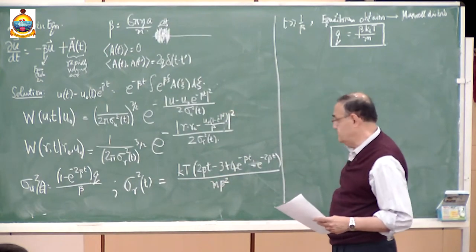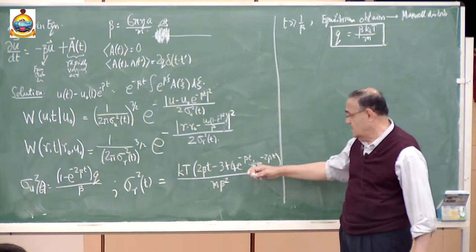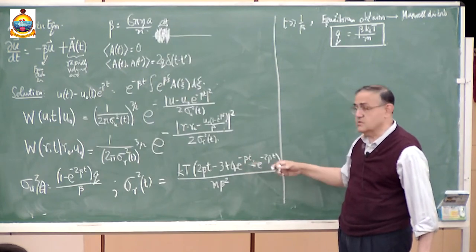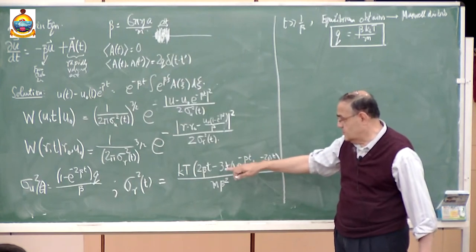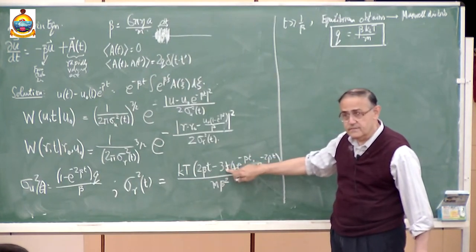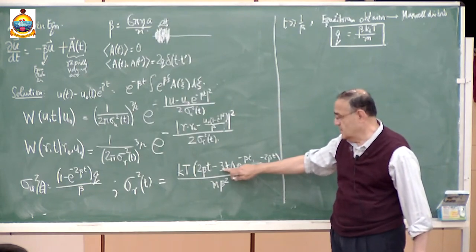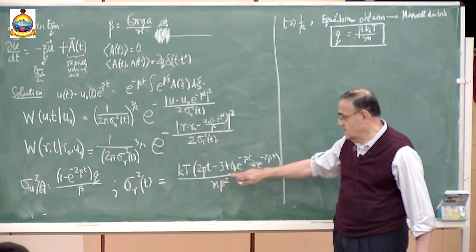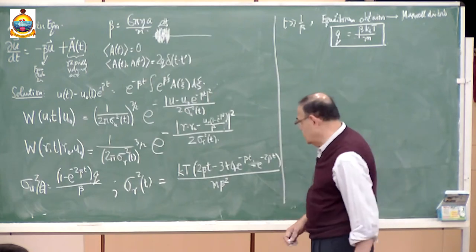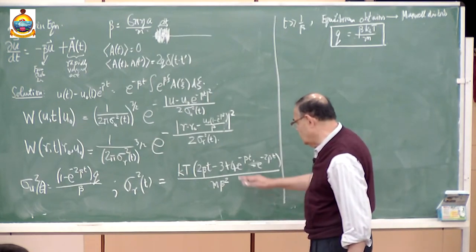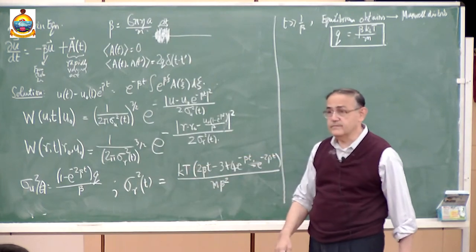sigma r squared of t. First thing is that on time scales larger than 1 by beta, this drops out, and this drops out even more. So both these go away. We are left with 2 beta times time minus 3. But if time is quite large, which we will assume it is, we can even drop the 3. In that limit, some betas cancel out and so on. But the important thing is that sigma r squared grows like time.